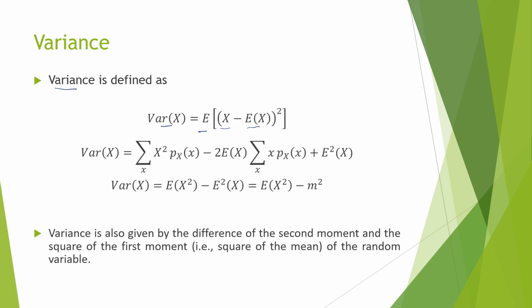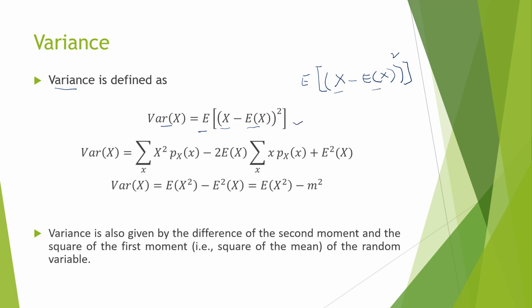Now let us understand in simple terms how we are calculating variance of x. Firstly, we are taking the difference of the random variable with its mean. Try to understand clearly. First we take the difference of the random variable with its mean, then we take the square of this, and then we take the mean of this. So that gives us the variance. So variance is the expected value of the square of the difference between the random variable and its mean. That is how it is defined.